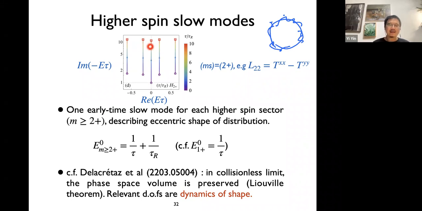And if you look at the later time limit, all those modes, all those moments will decay at the rate given by one over tau r. This is not a surprise, right? They are not conserved, so the collision will relax those modes.